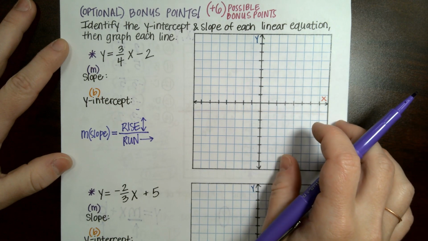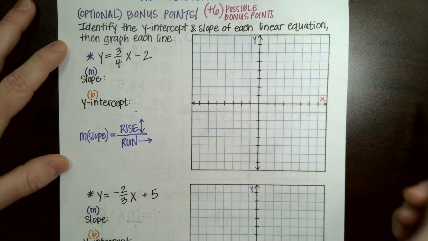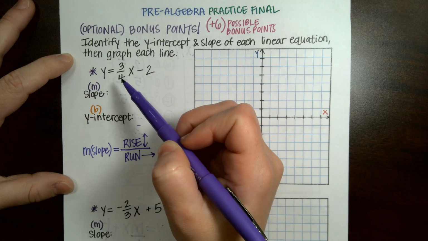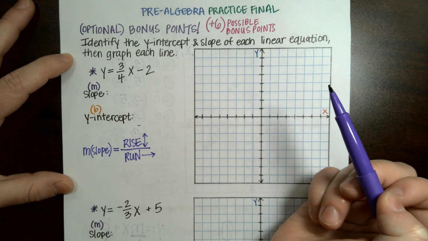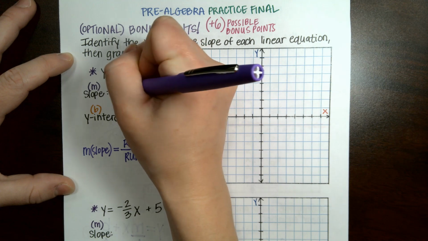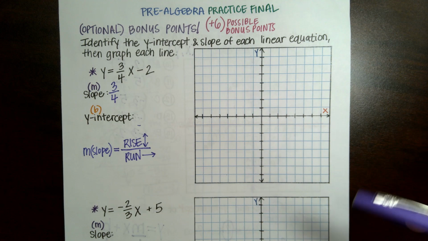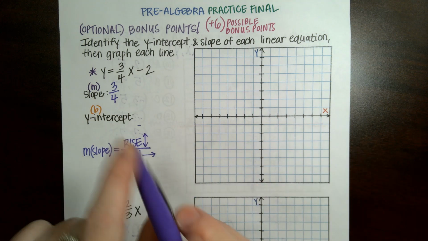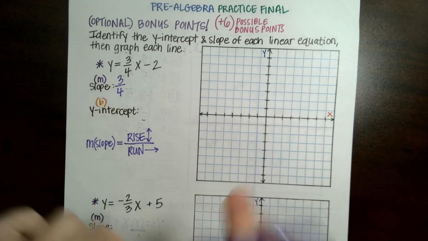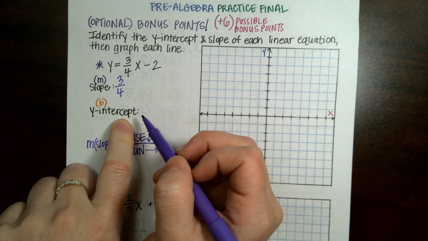So before we do get into graphing, I'm getting ahead of myself. Let's identify our slope and y-intercept. So what is the slope of y equals 3/4 x minus 2? 3/4. That's the slope, absolutely. So my slope is 3/4. Now here is where this last bonus page is why they're bonus points. This is where it gets a little tricky. I'm going to want you to name your y-intercept a little differently.